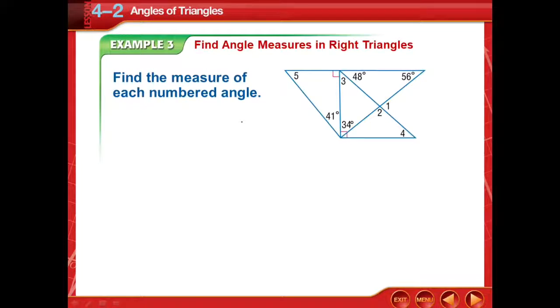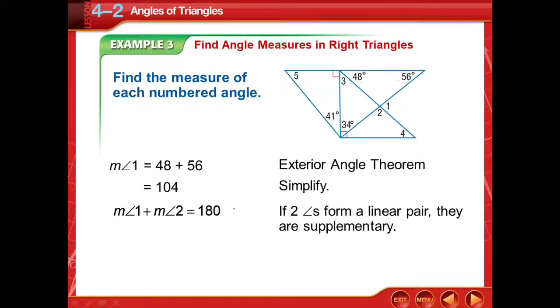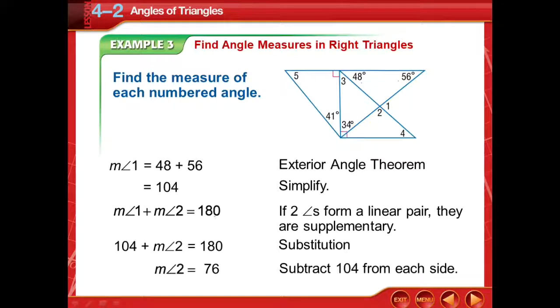We want to find the measure of each numbered angle. You can find these in any order, but we are going to start by finding angle 1. Angle 1, we use the exterior angle theorem. Because the 48 and the 56 are remote interior angles, they add up to angle 1, which gives us 104 degrees. If I know that angle 1 is 104 degrees, I can find angle 2 because they are supplementary, they are a linear pair. Therefore, I just take 180 minus 104 and I get 76 is angle 2.